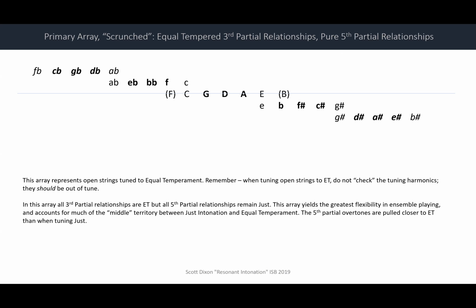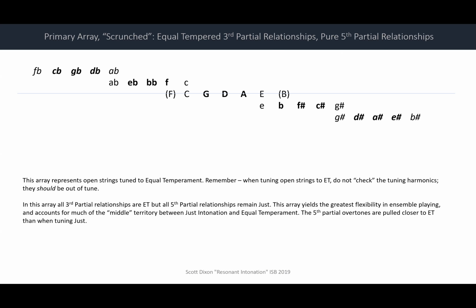Because the open strings have to be equal tempered, just because you can't get too far around before you start getting into all kinds of weird things in ensemble playing. But if you keep the fifth partial relationships pure, then you can be generating more or less most notes in tune. So you have to have these 21 notes. There aren't 12 notes in an octave. There have to be at least 21 notes in an octave, basically. And some of them have different versions. E has two versions, B has two versions, C has two versions, etc.